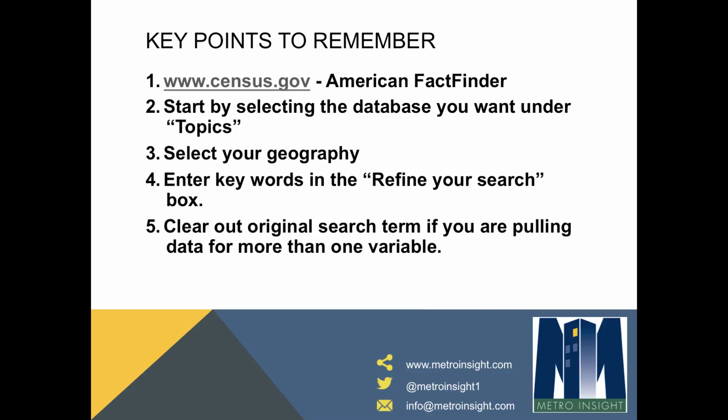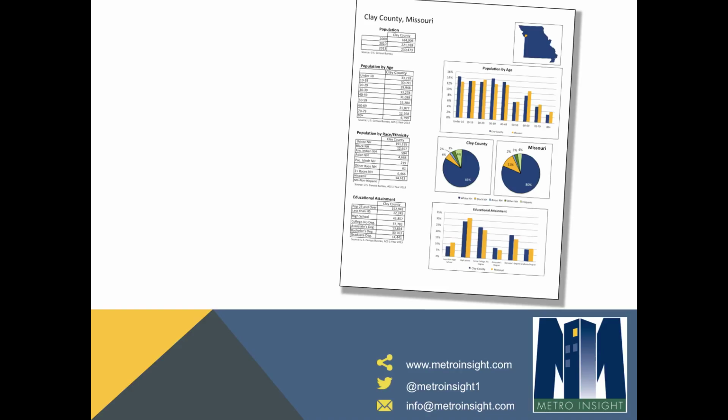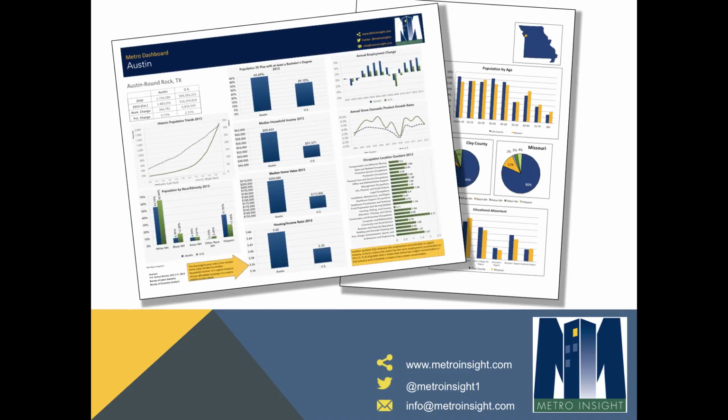And if you're doing more than one variable, make sure you clear out the original search term so you don't get your search refined too much. And then, of course, downloading that data into Excel for analysis. And here are just a few examples of some of the data that we've pulled from the American Community Survey here at Metro Insight. And if we can assist at any time with your research, we'd be happy to do that. Our contact information is at the bottom of the screen. And that's how you extract data from American Fact Finder.